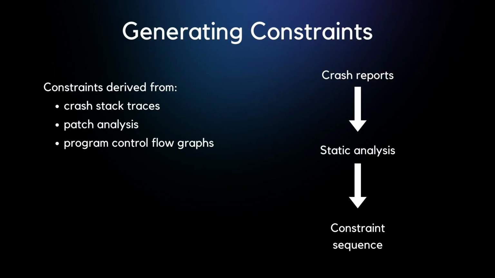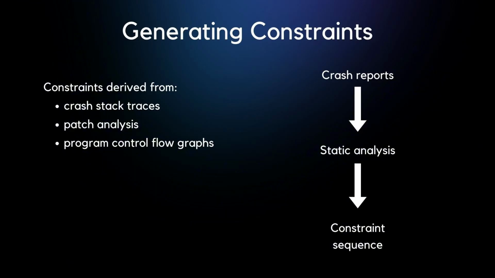Remember that constraints are made up of a target location and the conditions, and these are in the points that we just talked about. For example, if a crash occurs in a particular function, the system might identify earlier functions that must execute before reaching that point. These functions become part of the constraint sequence.